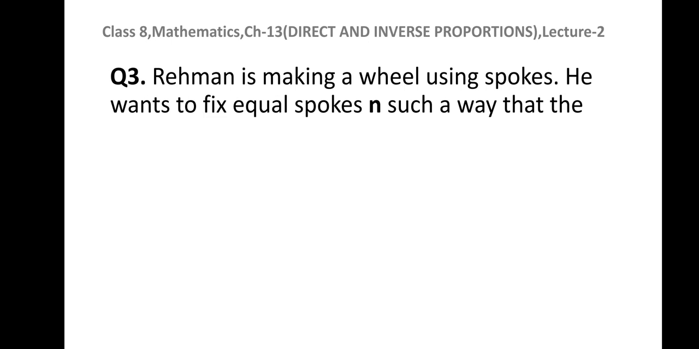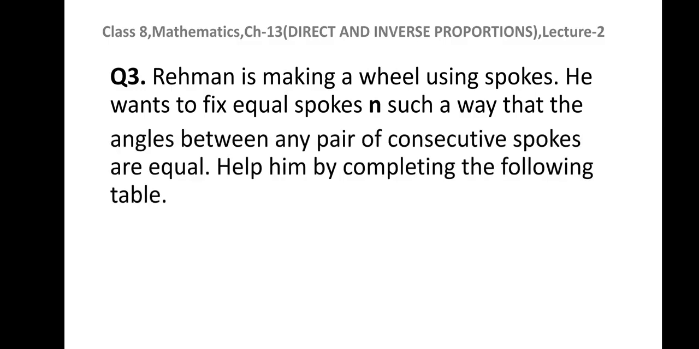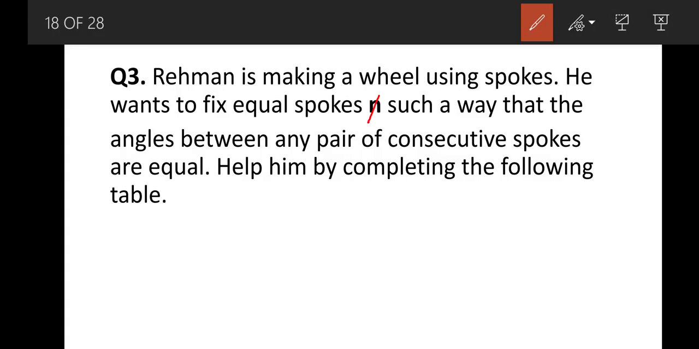Rahman is making a wheel using spokes. He wants to fix equal spokes in such a way that the angles between any pair of consecutive spokes are equal. This n is not at all in the question. It was written by mistake. So the question is, Rahman is making a wheel using spokes. He wants to fix equal spokes in such a way that the angles between any pair of consecutive spokes are equal. Help him by completing the following table.